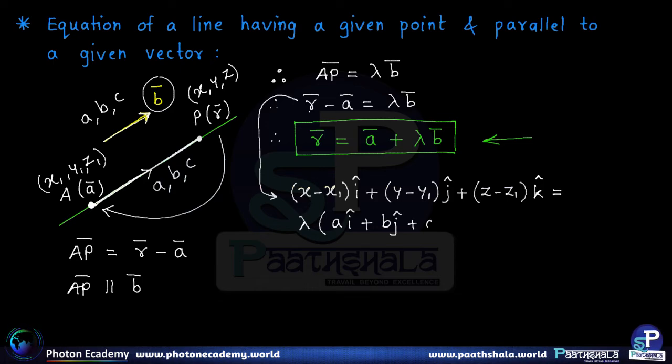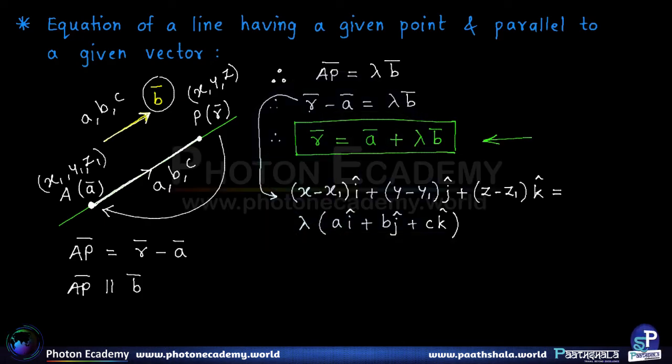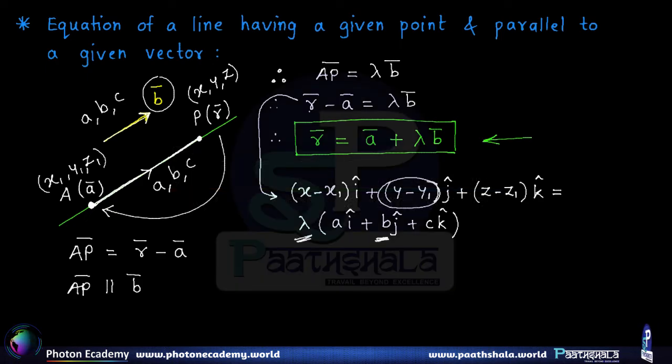Now we do this because a, b and c are the direction ratios of vector b bar. So they can be considered as the coefficients of i, j and k. So here if we compare the coefficients of i, j and k on both sides, we will get x minus x1 to be equal to lambda a. That means x minus x1 upon a has to be equal to lambda. Similarly, if we compare the coefficients of j, then we would get y minus y1 is equal to lambda into b. So therefore clearly y minus y1 upon b also is equal to lambda. And similarly we can compare the coefficients of k and we'll get z minus z1 upon c equal to lambda.